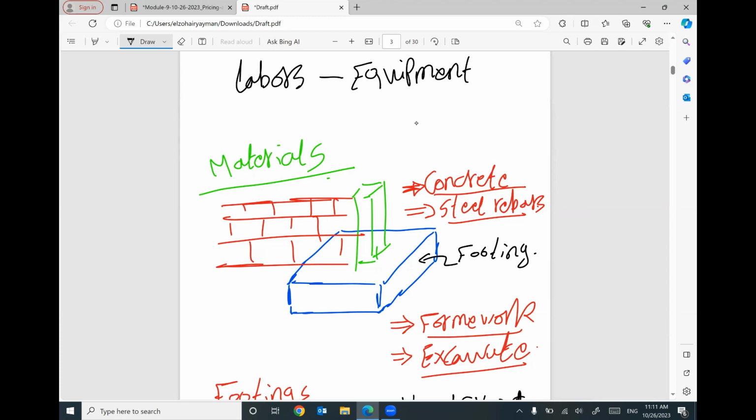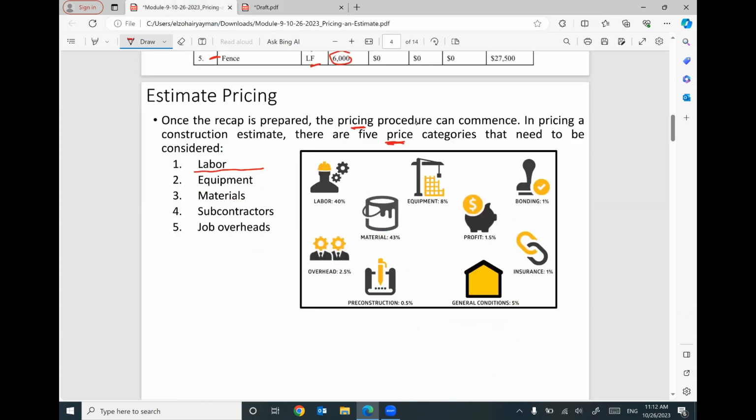So we should consider, besides material. Material just for concrete, material just for formwork, material just for steel rebars. But we have hands that will construct this footing, which is labor. And sometimes we have equipment: the truck that will transport concrete, the pump that will pour concrete. So keep in your mind, the price is not very simple. We have to consider labor, equipment, material, subcontractor, and the job overhead.